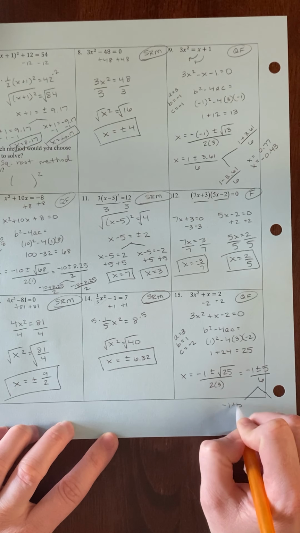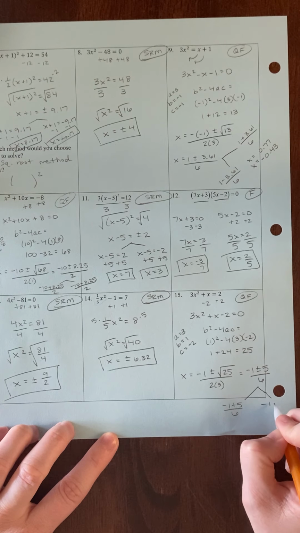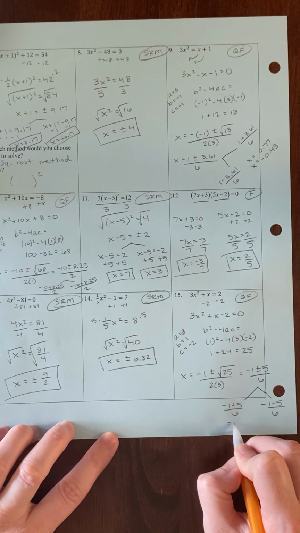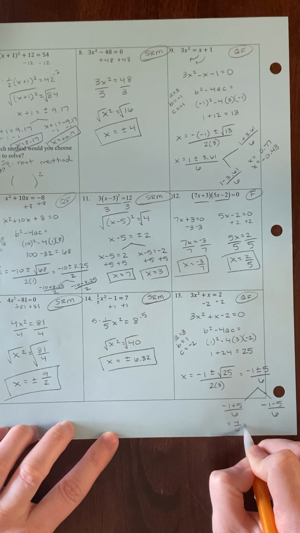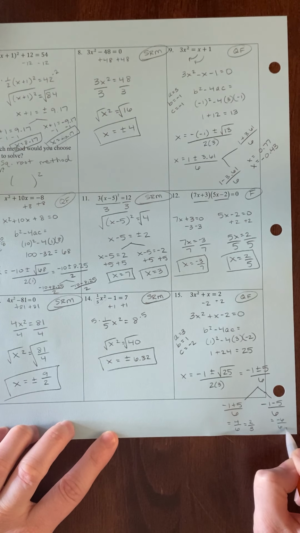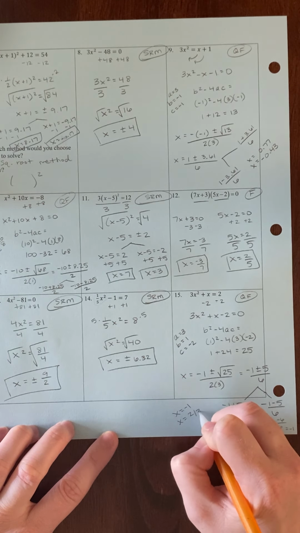So now I'm going to break it apart. I have negative 1 plus 5 divided by 6 and negative 1 minus 5 divided by 6. So this would be 4 over 6, which would be 2/3. This would be negative 6 over 6, which is negative 1. So x would equal negative 1 and 2/3.